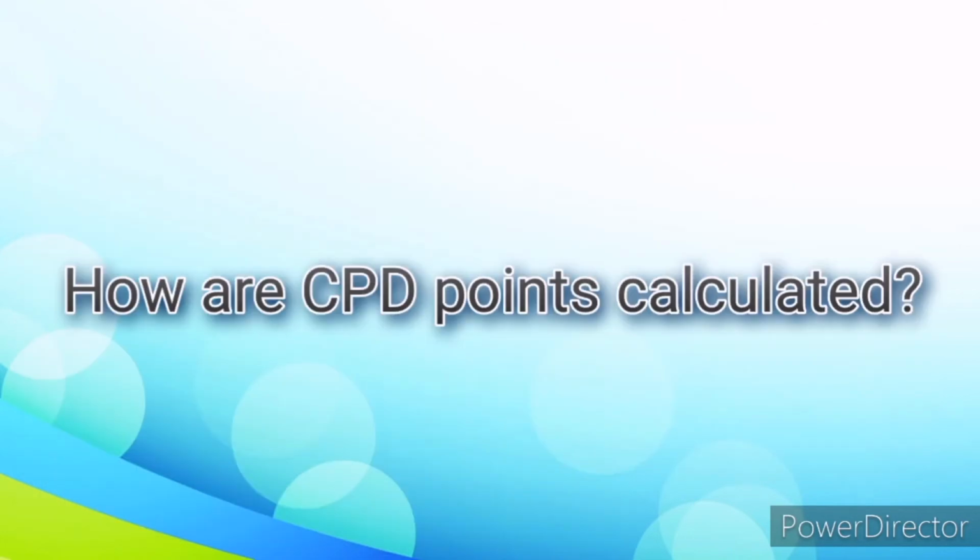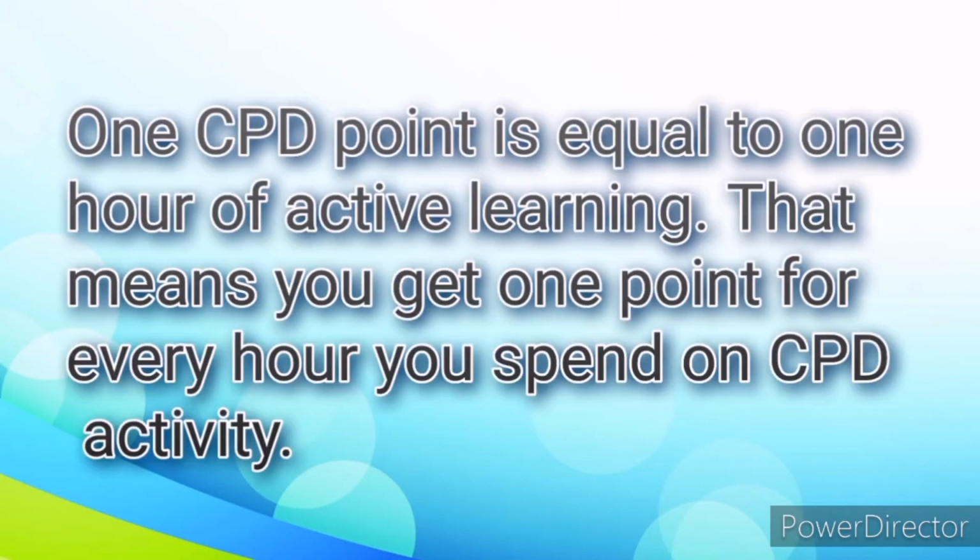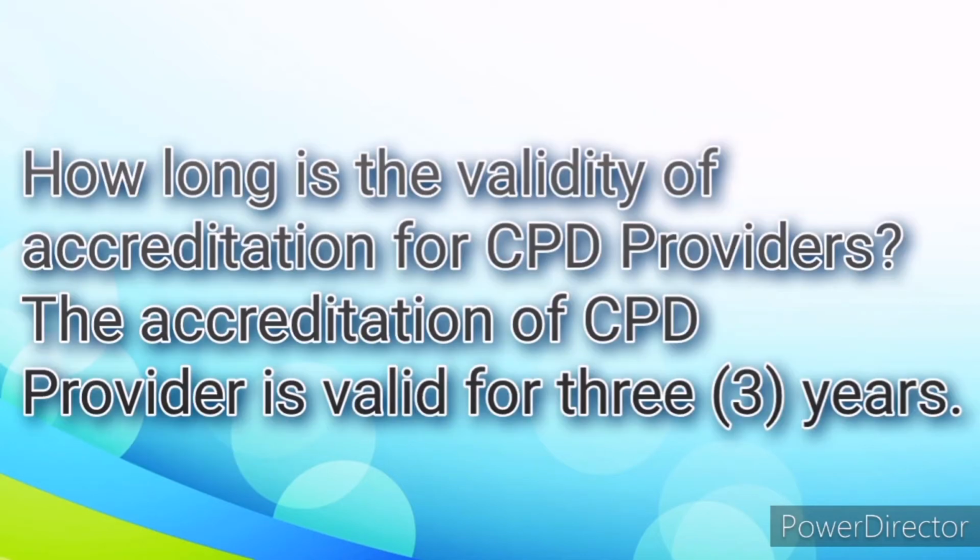How are CPD points calculated? One CPD point is equal to 1 hour of active learning. That means you get 1 point for every hour you spend on a CPD activity. How long is the validity of accreditation of CPD providers? The accreditation of CPD providers is valid for 3 years.